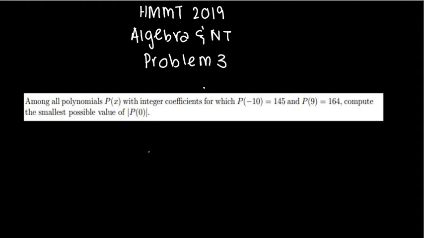Hi everyone. Today we're going to be solving the HMMT 2019 Algebra and Number Theory Test, Problem 3. Among all polynomials p of x with integer coefficients for which p of -10 is equal to 145 and p of 9 is equal to 164, compute the smallest possible value of the absolute value of p of 0.